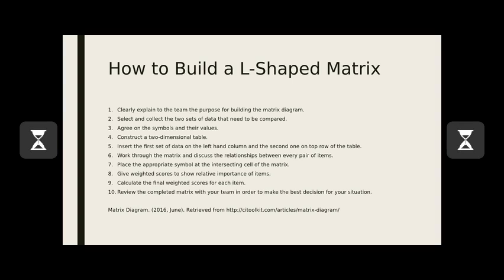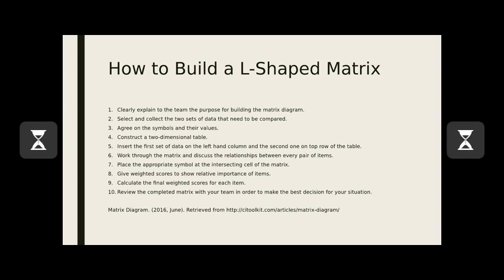7, place the appropriate symbol at the intersection cell of the matrix. And 8, give weighted scores to show relative importance of items. 9, calculate the final weighted scores for each item. And 10, review the complete matrix with your team in order to make the best decision for your situation.